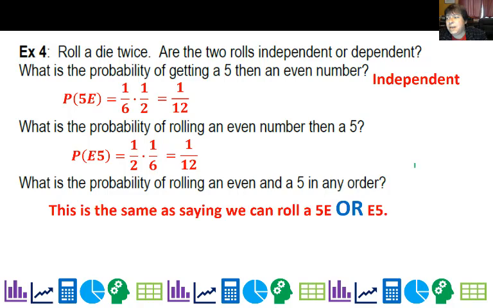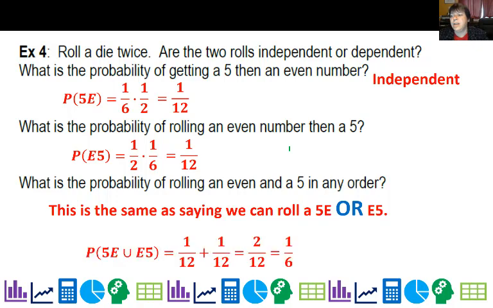Well, that's the same as saying we can roll 5 and then an even, or an even and then a 5. With OR probabilities, let's say I had a lot of you make A's on the last test. Let's say 60% of you made an A and 20% of you made a B. What percent of my students made an A or a B? You will naturally say, oh, it's 20% plus 60%, it's 80%. And that's true for probability as well. There's no overlap there, so I can just say, 1/12 plus 1/12 is 2/12, also known as 1/6.